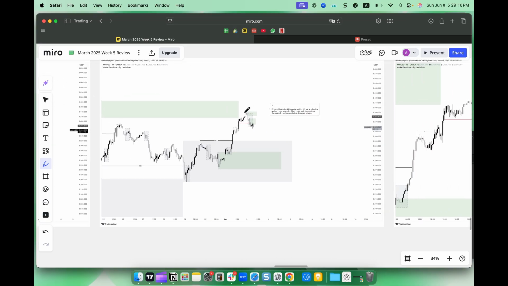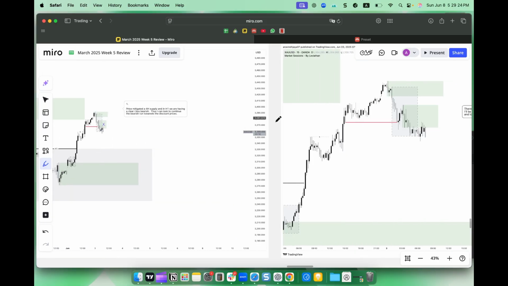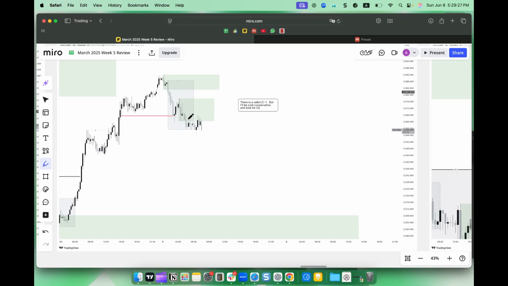And from the H1 perspective, we see that there is a chalk bearish, and this is a very good demand supply zone from which I can look for sells. And on to, yeah, here we go.